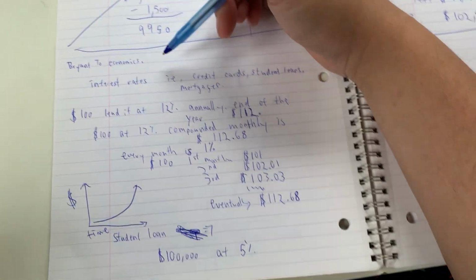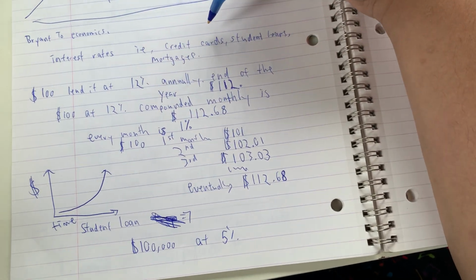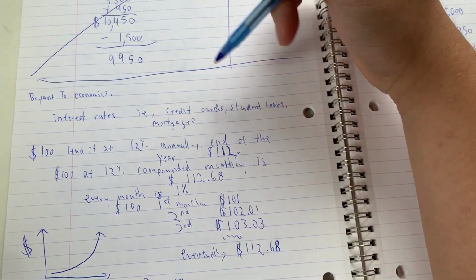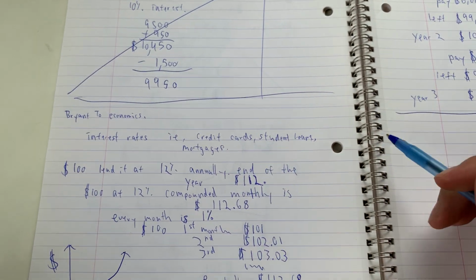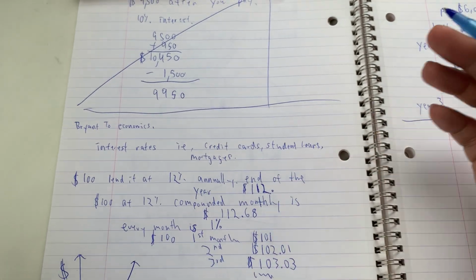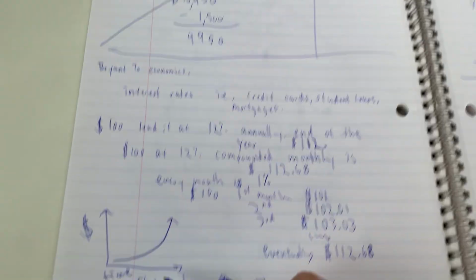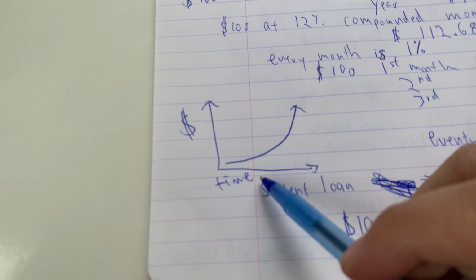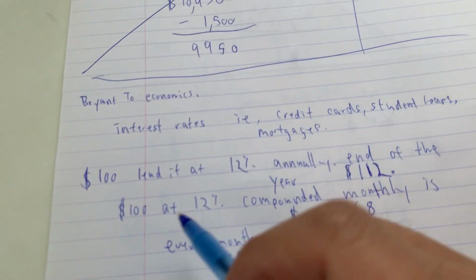So anyway, Bryant Does Economics. We're going to talk about interest rates today, i.e. credit cards, student loan debts, mortgages, and savings, and so on and so forth. So what is interest? Well, interest is basically the time value of money, and if it compounds, whatever. As time goes on, money goes up.